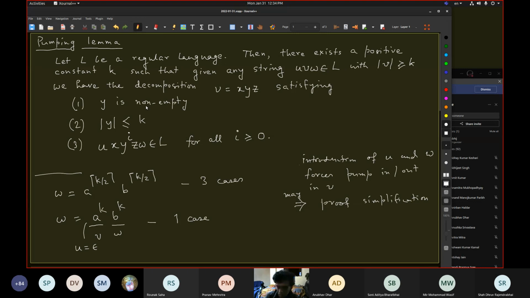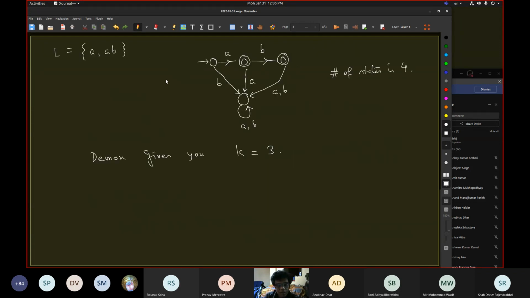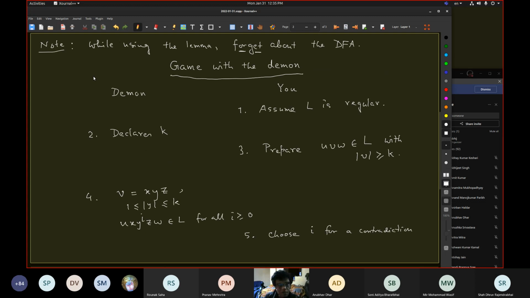So for any finite language, I can take k to be 1 plus the length of the longest string in that language, which happens to be 2 plus 1, 3 in this case. So the daemon can give you k equal to 3, whereas no DFA with less than 3 states can accept this language. Therefore, I raise this note. While using this lemma, forget about the DFA. You just play this game. Is that clear?